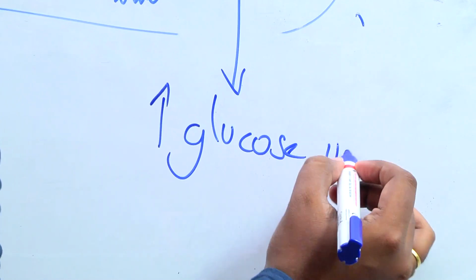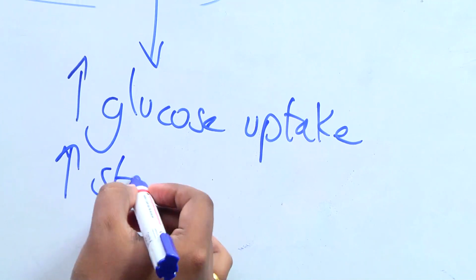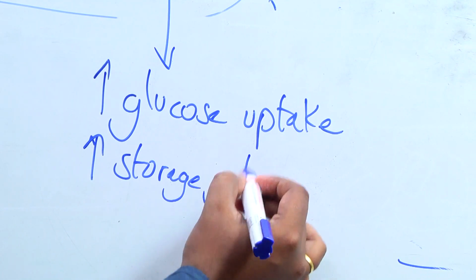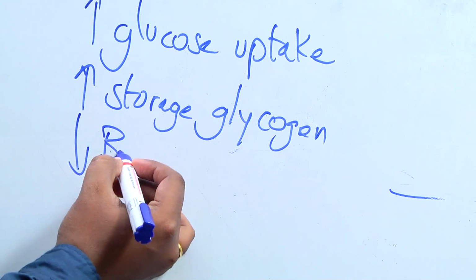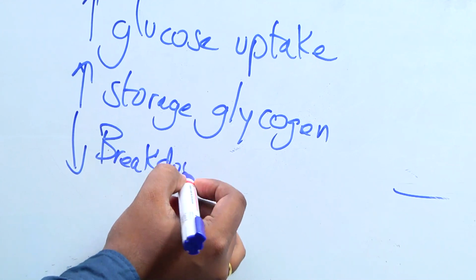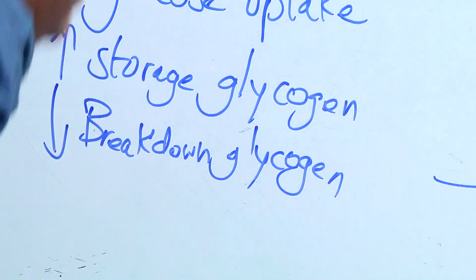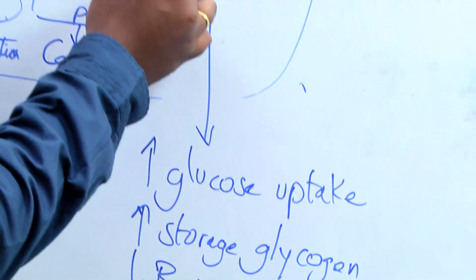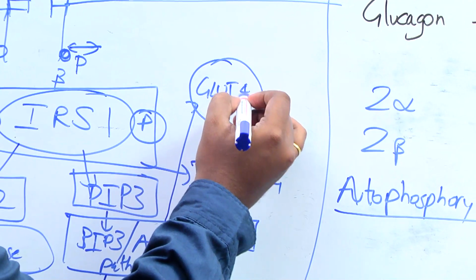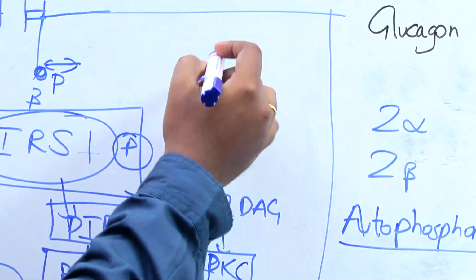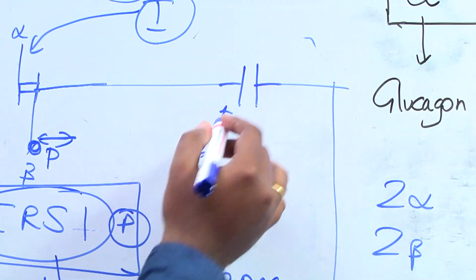It will lead to increased storage of glycogen, and it will decrease the breakdown of glycogen. And then this PIP3 AKT pathway will also lead to formation of the GLUT4 receptors, which are present in the vesicle, and they are placed on the surface of the cell.